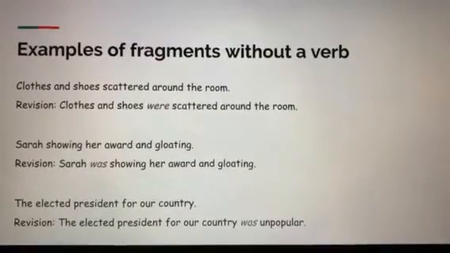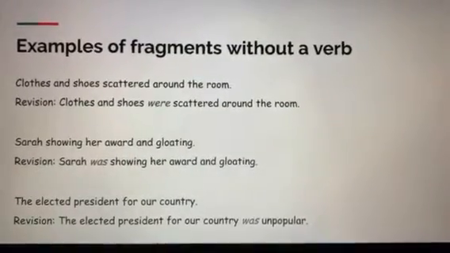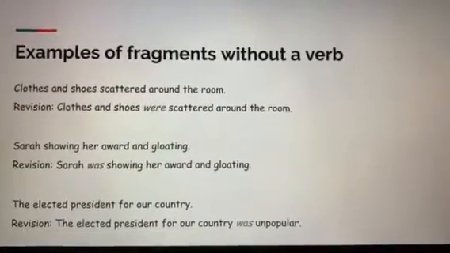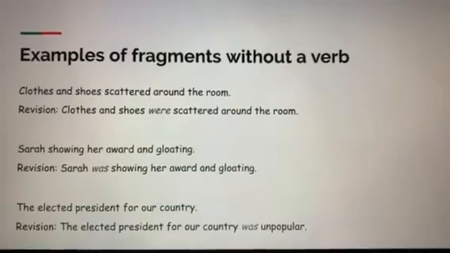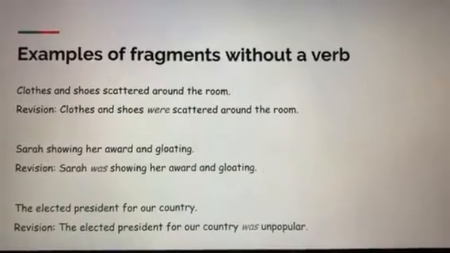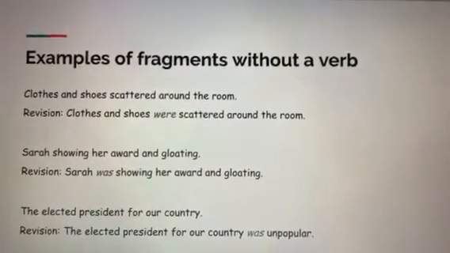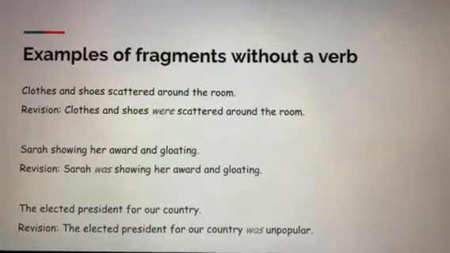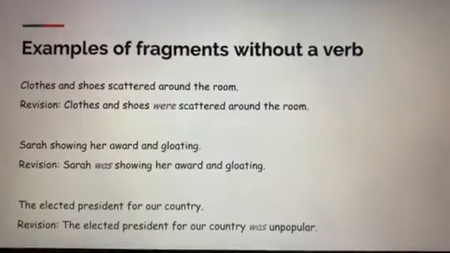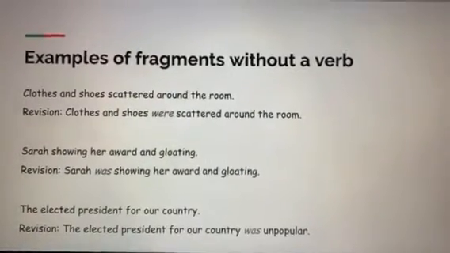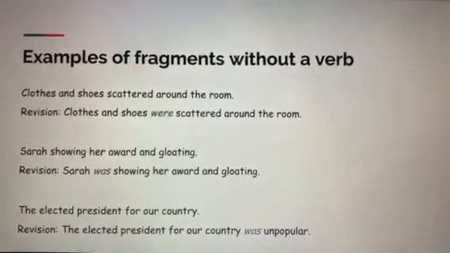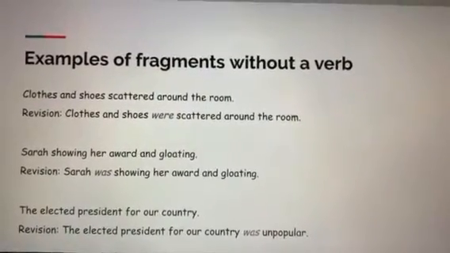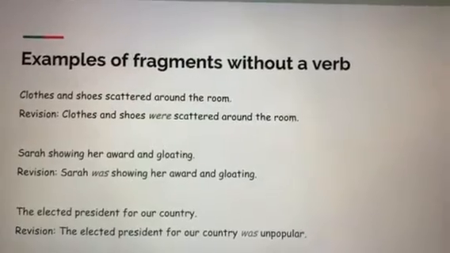The next one, Sarah showing her award and gloating. This one could be confusing because it sounds like it's complete, but it's still missing a verb, and so it would still be a fragment. So the revision would be, Sarah was showing her award and gloating. The third one, the elected president for our country. This one really doesn't make sense if you were to read it because there's no verb and it just doesn't feel completed. So the revision we could do, the elected president for our country was unpopular.